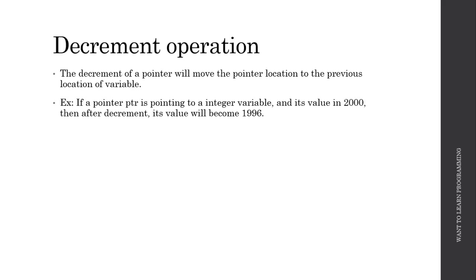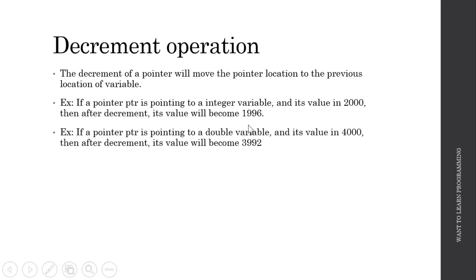That is, if variable a is present in location 2000 and if the pointer p is pointing to a, then ptr will be having value as 2000. But if we use the ptr decrement operation, its value will not become 1999, but it will become 1996, because a variable is integer and the value of integer is 4 bytes. So 2000 minus 4 is 1996.